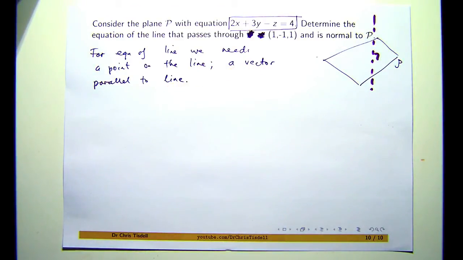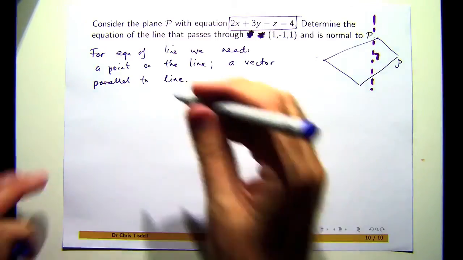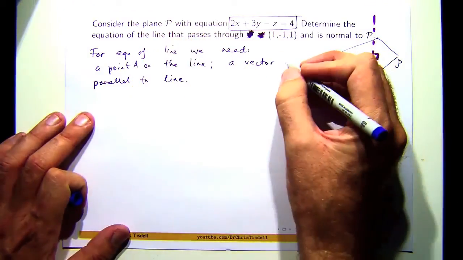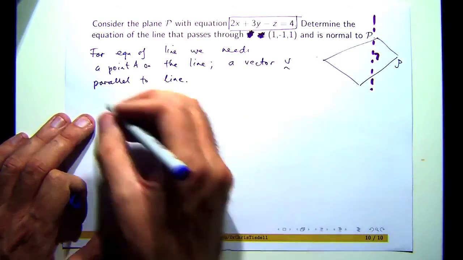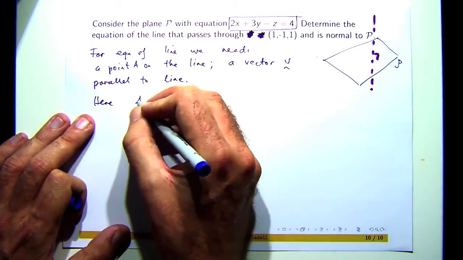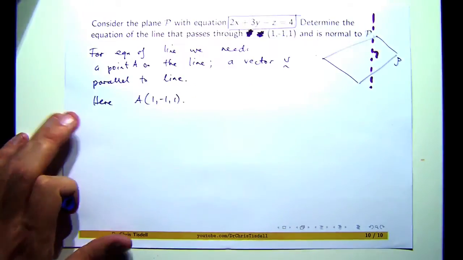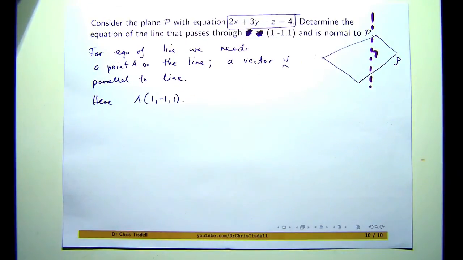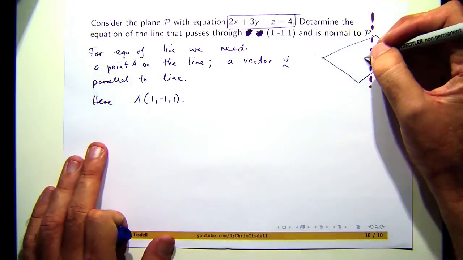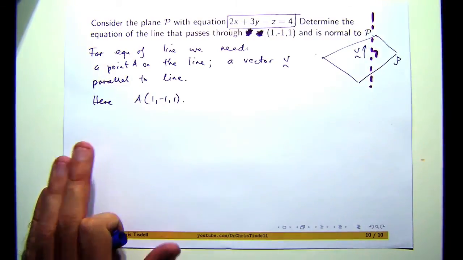So we already know a point on the line that we want. It's got coordinates (1, -1, 1). Okay? So let's say a point A on the line and a vector v parallel to the line. So here, A is just (1, -1, 1). How can I compute a vector v that's parallel to the line?